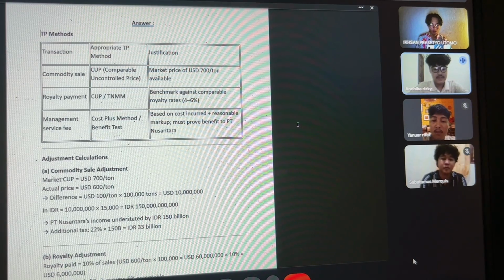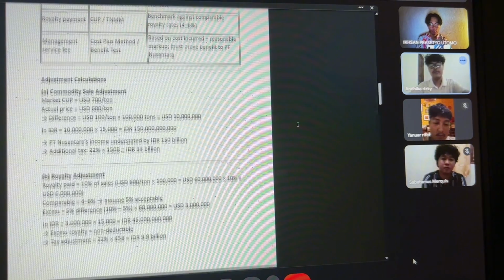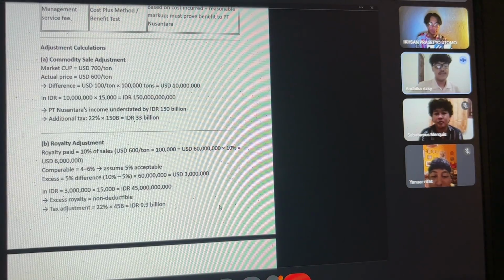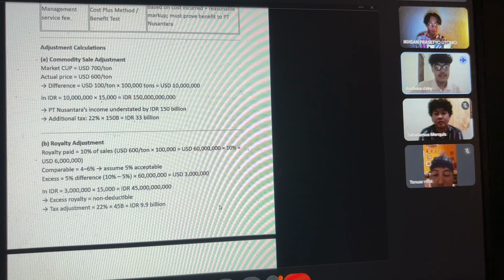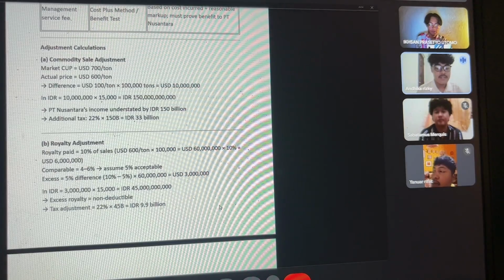And last but not least, management service fee. The appropriate TP method is the cost plus method or the benefit test. The justification is that based on cost incurred plus a reasonable markup, they must prove benefit to PT Nusantara. So we move on to the second question. After we determine the appropriate TP method for the first question, we move on to adjustment calculations. The first adjustment that we need to do is the commodity sales adjustment.